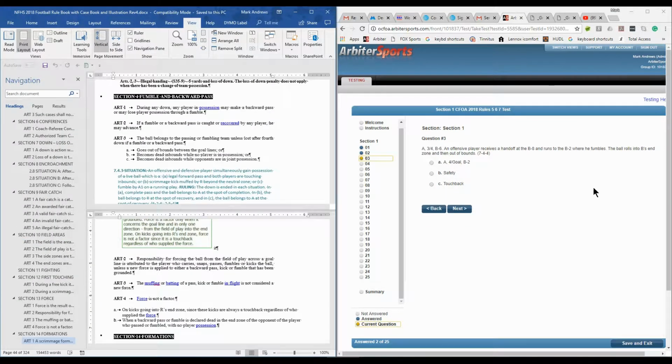Question number 3. Team A, 3rd and 4 on the B6. So now, they're 6 yards away from scoring. An offensive player receives a handoff at the B8, runs to the B2 where he fumbles. The ball rolls into B's end zone and then out of bounds. Is it A, 4th and goal at the B2 where he fumbled? Is this a safety or is it a touchback?